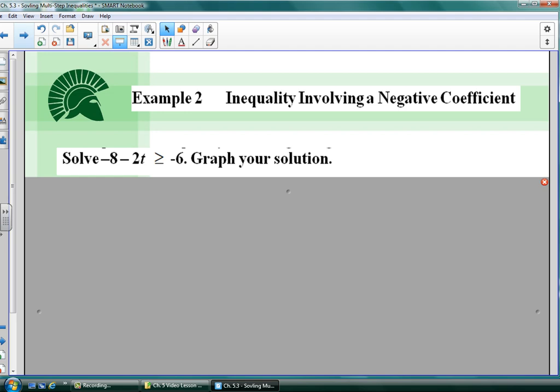So now we're going to look at a problem where you actually have to just solve it. It's no word problems involved. There are no words involved in it. So it's saying solve minus 2t is greater than or equal to minus 6. And you also have to graph your solution.